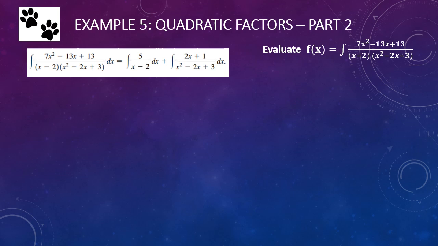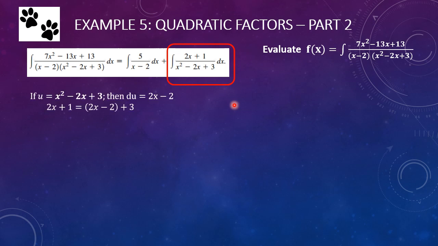So we're not quite done with example 5 yet, but we have set up the integral to be a little bit simpler to solve. However, the second integral is not quite so easy to solve here. Notice, if we set u equal to the denominator, x squared minus 2x plus 3, then du would equal 2x minus 2. And if we had that in the numerator, this would work much better.